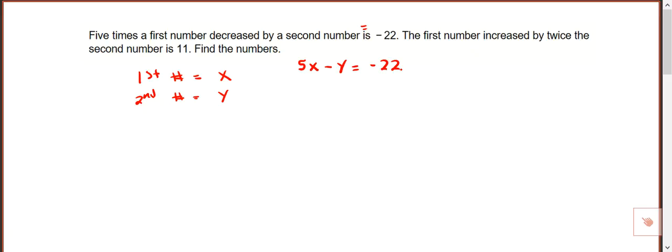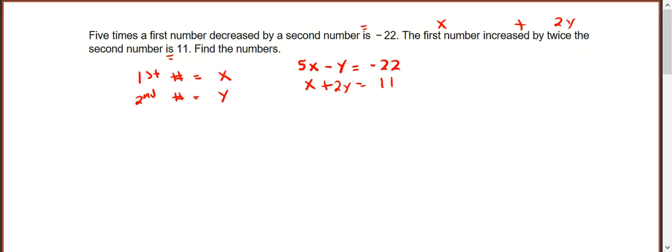Then we have a second statement that says the first number increased by twice the second number is 11. So the first number, again we call that x, increased by plus twice the second number, so 2 times the second number of y, is 11. So now we can use one of two methods to solve this system of equations, either substitution or elimination.